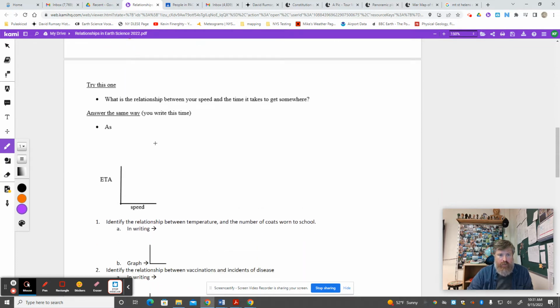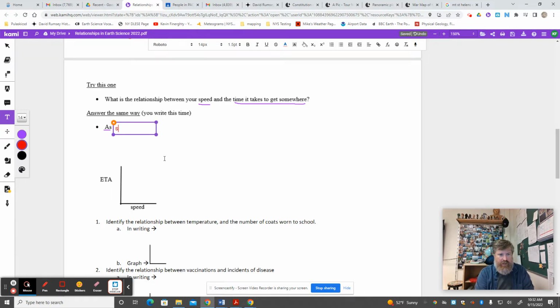All right, let's try another one. What is the relationship between your speed and the time it takes to get somewhere? So again, what's the relationship? Boom, start with S before you even read it. So let's do it. As speed, and then you pick increases or decreases. I'll go with increases. Speed increases, halfway there. What does that do to the other thing in the question, the time it takes to get somewhere? If I'm going faster, it takes less time. So in that case, it decreases.